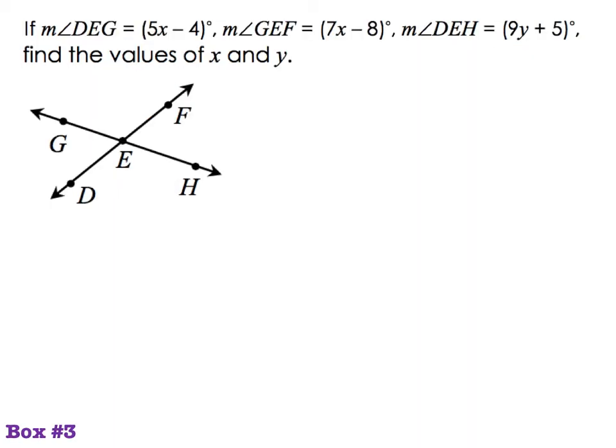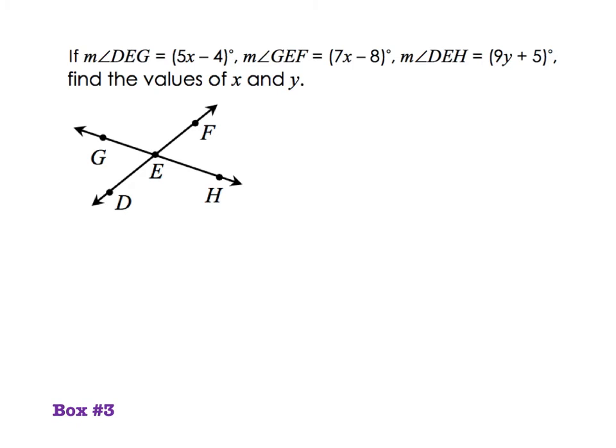Box 3. It says measurement of angle DEG. Let me label it. That's this one right here. That one is equal to 5x minus 4. And measurement of angle GEF is equal to 7x minus 8. And then last but not least, they tell us that DEH, this measurement here, is equal to 9y plus 5.